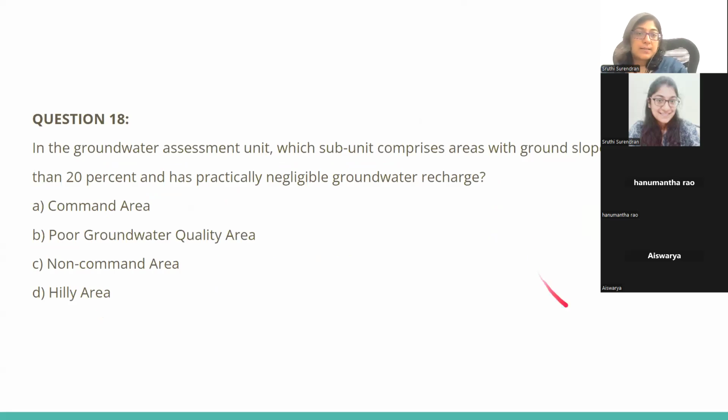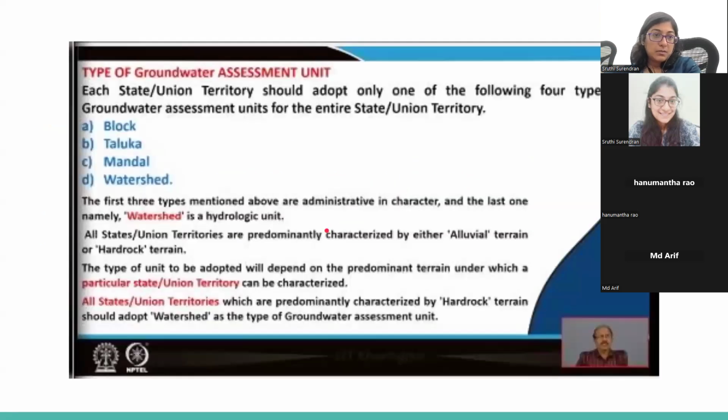Now, this is about the groundwater assessment unit. We had talked about the groundwater assessment year, groundwater year, and what the seasons in that are. Now, the area is also divided into units so that these assessments can be conducted based on the topography of the area, or there may be a lot of other factors based on which the regions are divided for ease of assessment. Mainly they are divided into block, taluk, mandal, and watershed. So these are the major separations, the main segregation of area for groundwater assessment.